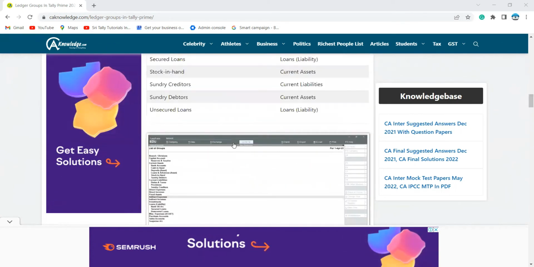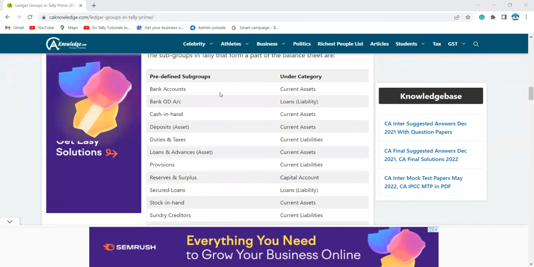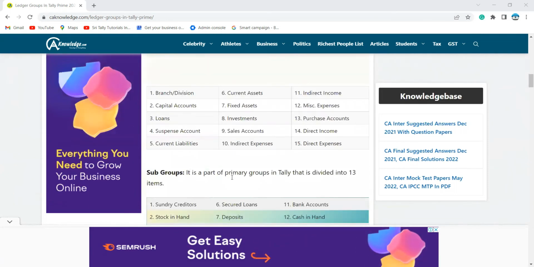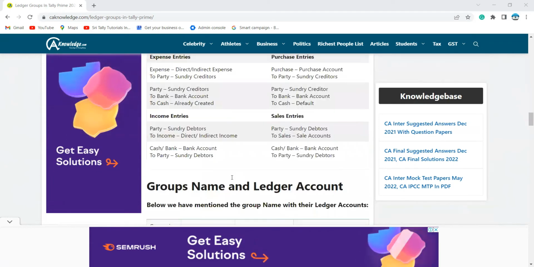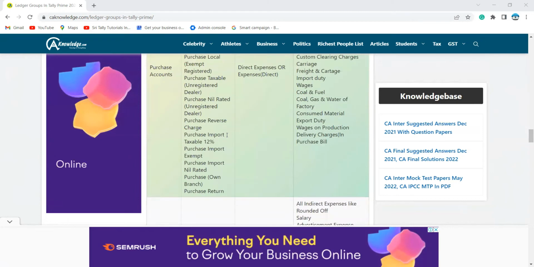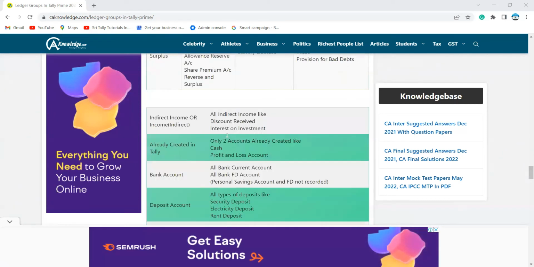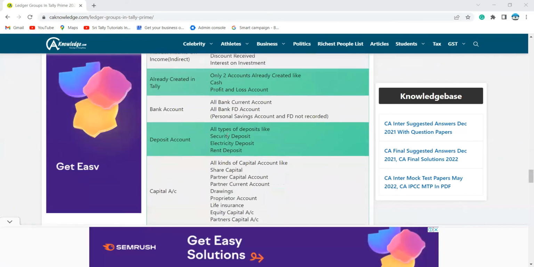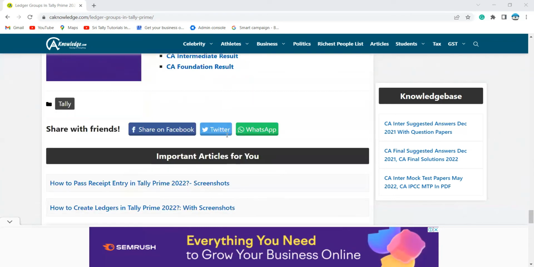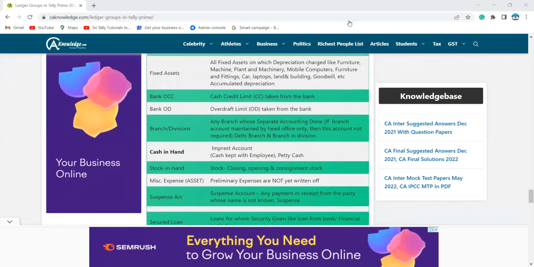Wait, I will show you that also. See bank accounts. Expenses, incomes, sales, purchases. All types of bank accounts come under this. Next screen we have.